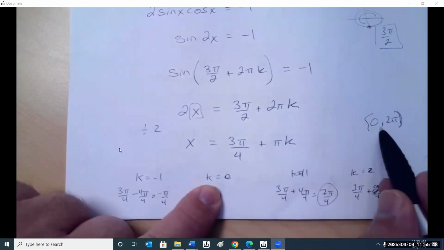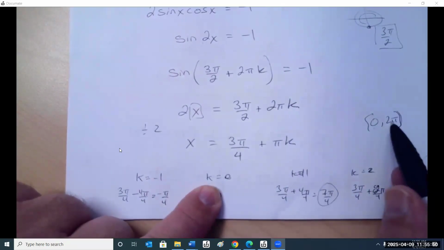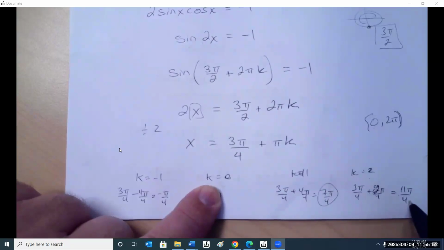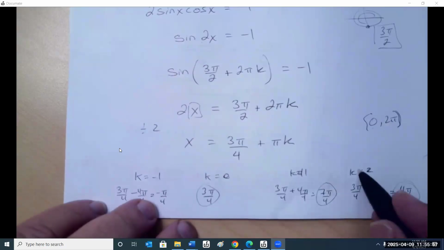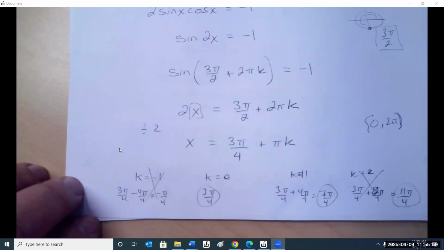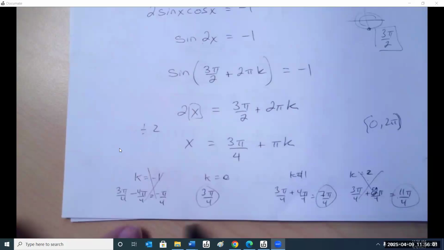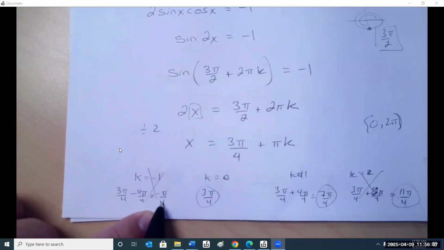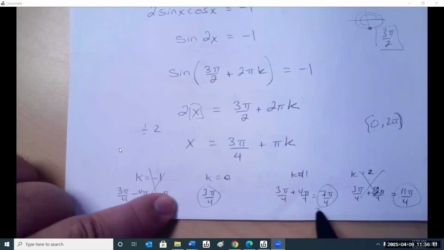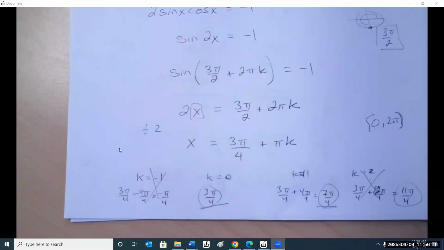Because when k is 0 and when k is 1, this makes it too far, because this goes over 2 pi. So we can't use this one. We can't use this one. So, well, we could use that. We have to convert this now to the positive side. So our two angles we'll be using are 3 pi over 4 and 7 pi over 4.